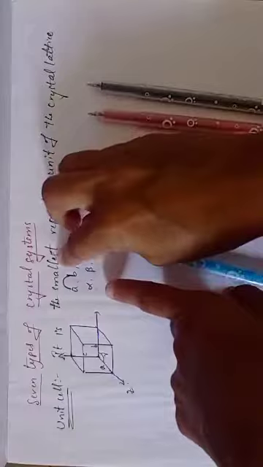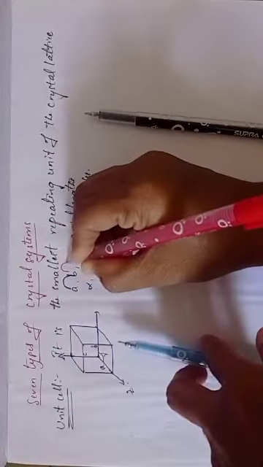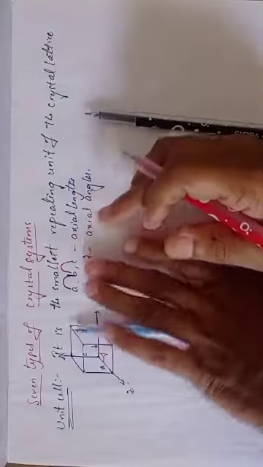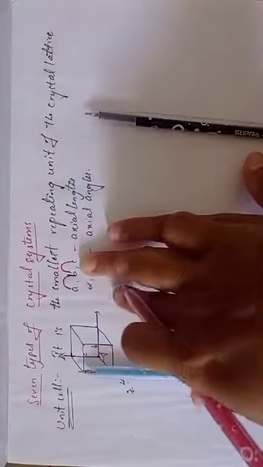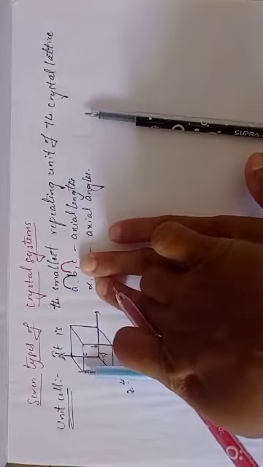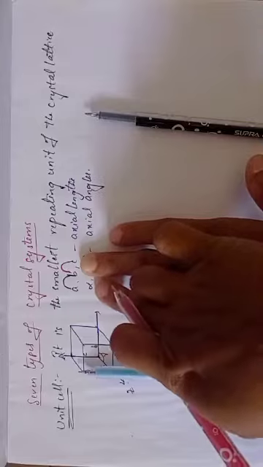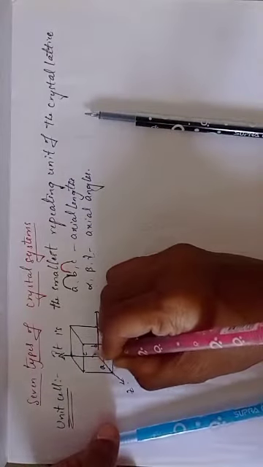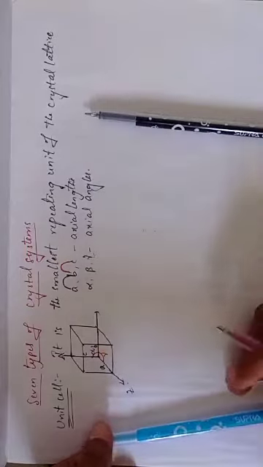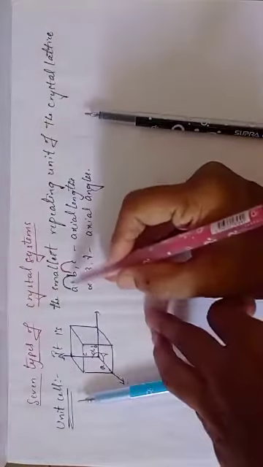Now I want the BC axial angle. For BC, under B is beta, under C is gamma. Just close beta and gamma. The BC axial angle is how much, students? This is alpha. The BC axial angle is alpha. Clear?